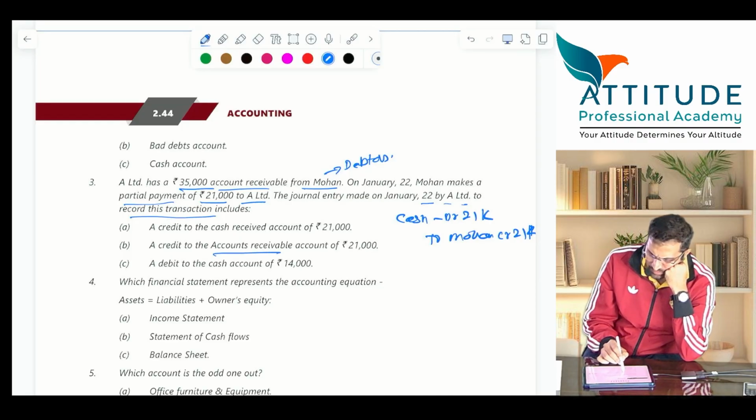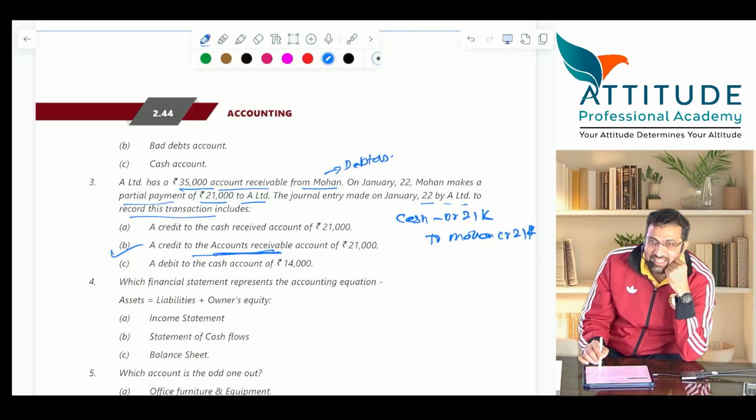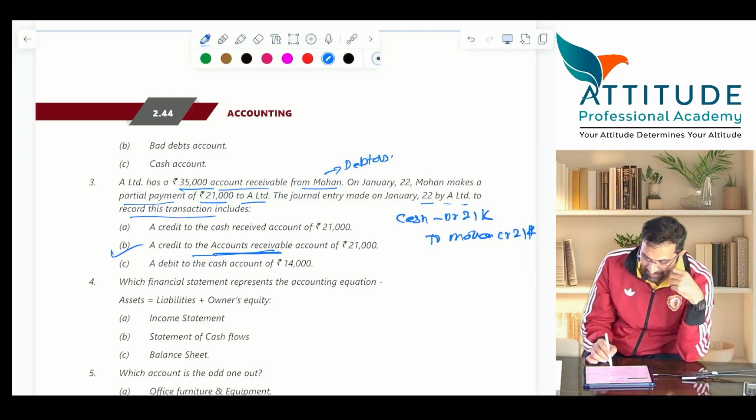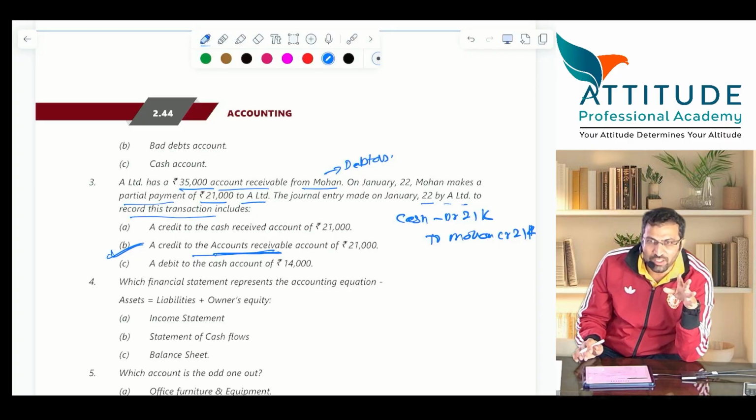Account receivable is Mohan. Yes. So credit Mohan, account receivable is nothing but what? Debtors. Here debtor is what? Mohan. Mohan is a debtor. Now his account will be what? Credited. So answer is B. I hope all of you understood.